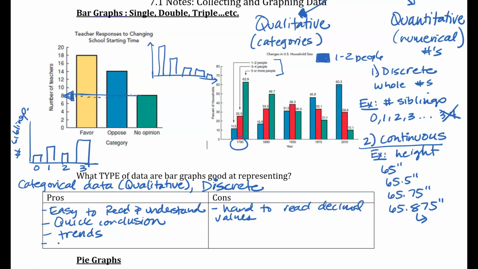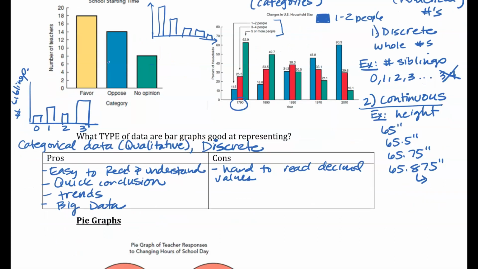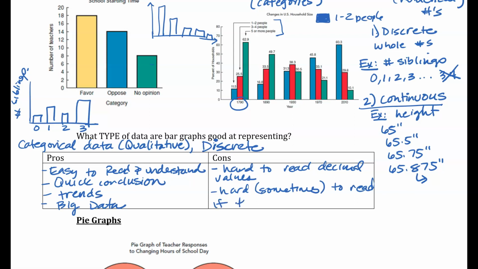Another pro is they can be really good for big data, because you can make the axes increments of anything you want. So maybe you have really big numbers to graph. It wouldn't be that big of a deal because you could just change the scale of your axes so that you don't have to graph a gigantic bar. Let's see, any other cons other than maybe it's hard to read decimal values, hard sometimes to read if there are no grid lines.